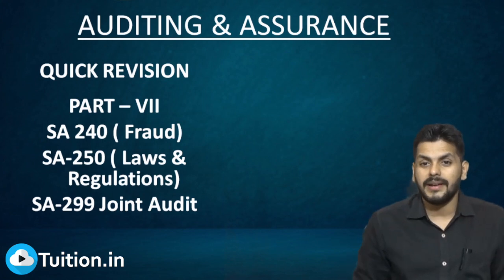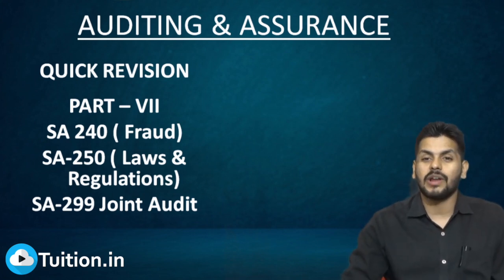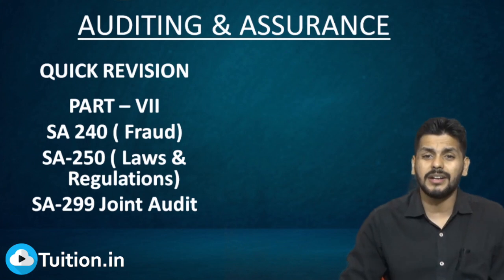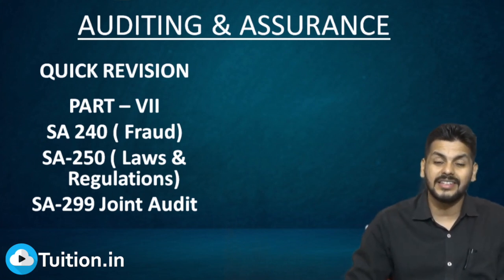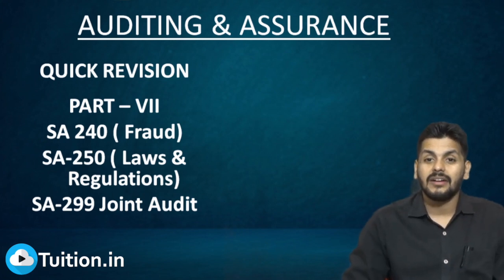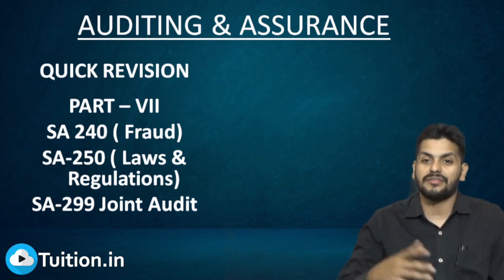So before I wind up this entire revision series, I would like to let you know that we have already covered right from standard number 210 to 220 on quality control, and then of course we also did the entire coverage of the planning series: 300, 320 which is on materiality, 315 and 330 on risk assessments. Then we have got into the 5 series.